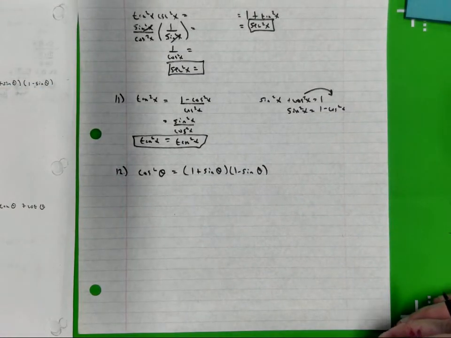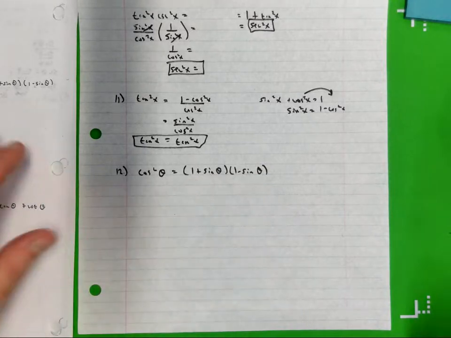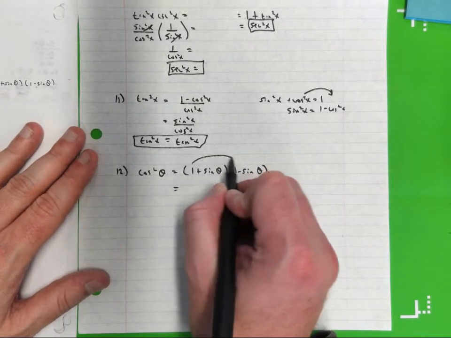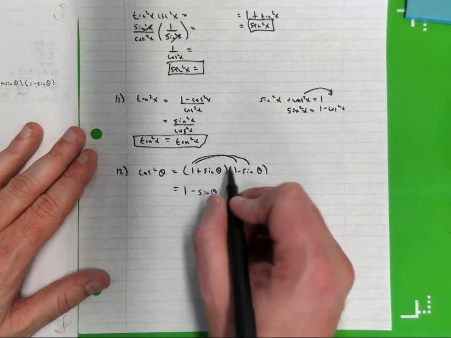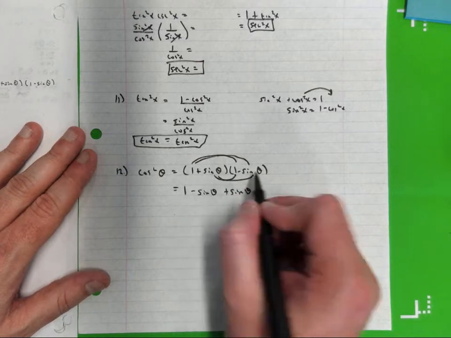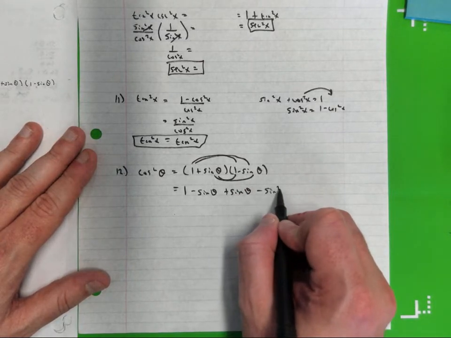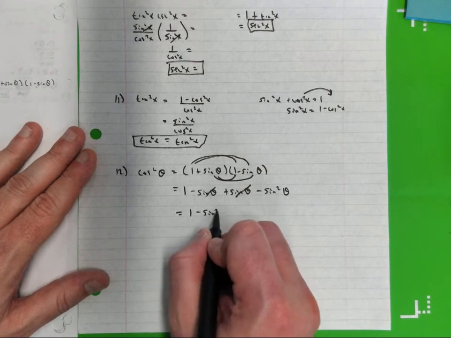Number 12. On number 12, I will start out, this is calling my name over here, to FOIL this. You've got to FOIL this, okay? So 1 times 1 is 1. 1 times negative sine is negative sine. Sine times positive 1 is positive sine. Sine times a negative sine is negative sine squared theta. These cancel out. I'm left with 1 minus sine squared theta.